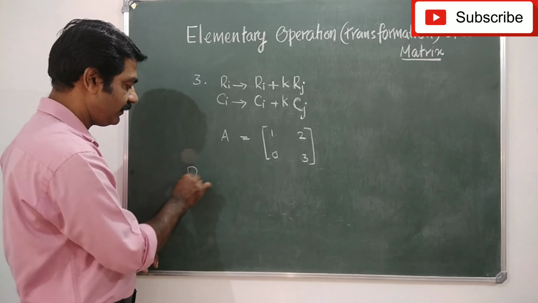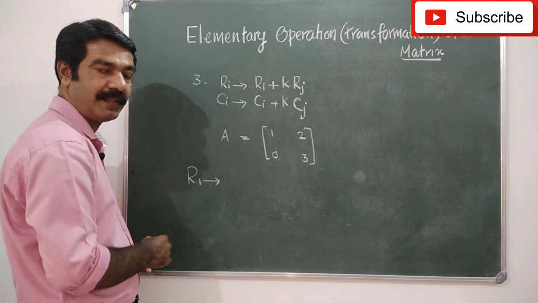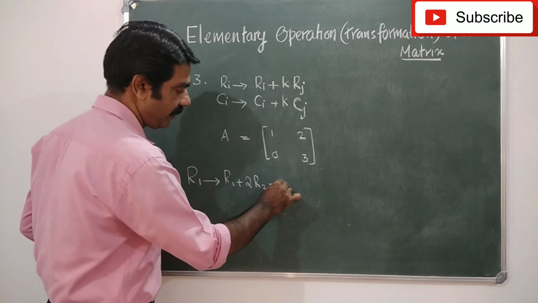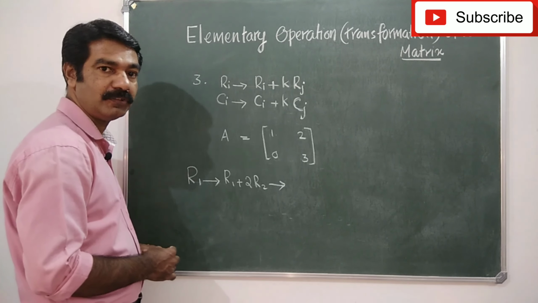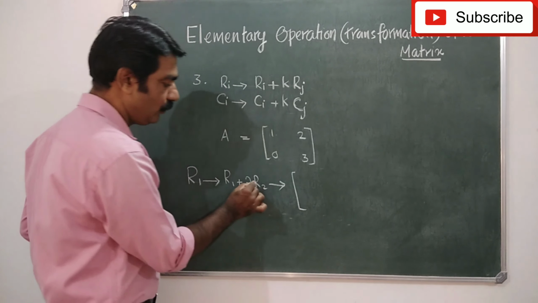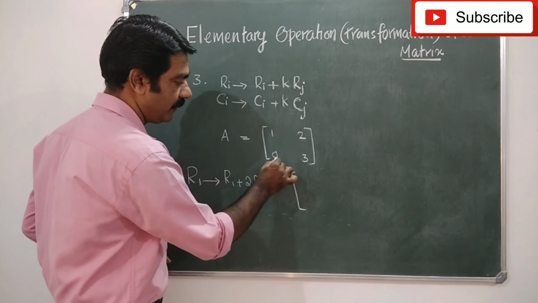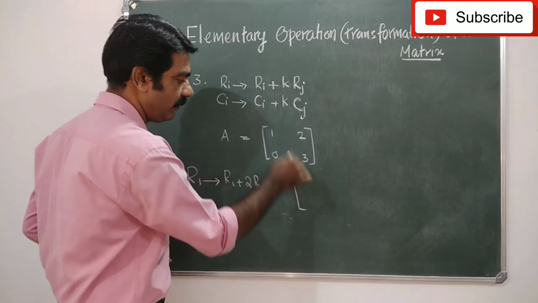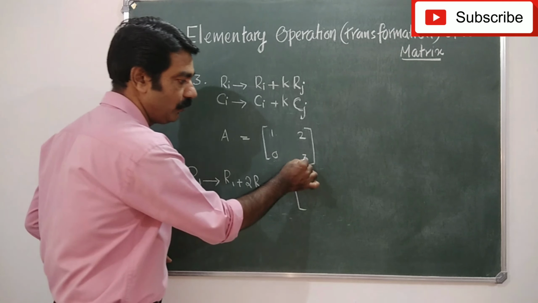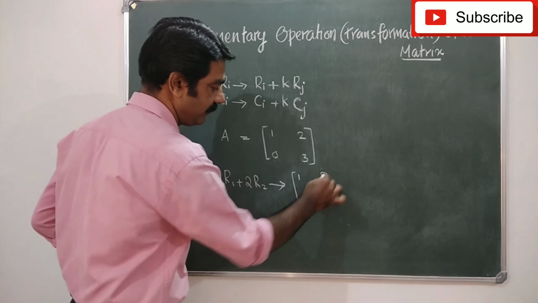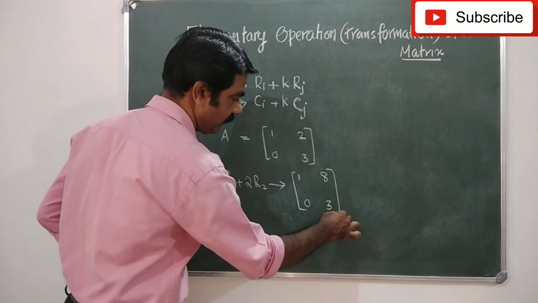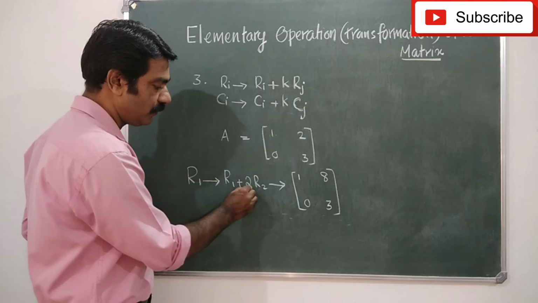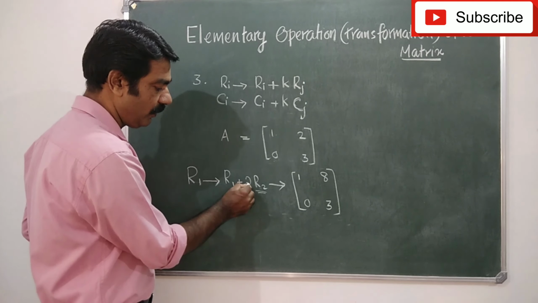What changes are we doing? We are going to change R1. R1 changes to R1 plus 2R2. What is the meaning? 2 into R2: the second row multiplied by 2, then added to R1. 2 into 0 is 0, 0 plus 1 is 1, no change. 2 into 3 is 6, 6 plus 2 is 8. The second row has no change. We are changing only the first row, R1, to R1 plus 2R2. Multiply the second row by 2, then add to R1.